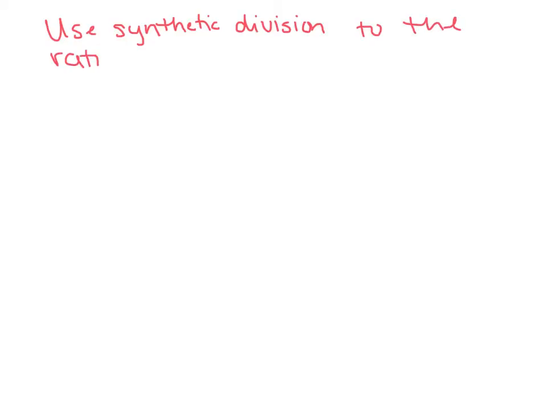Number 2 says we're going to use synthetic division to find the rational zeros of the function.